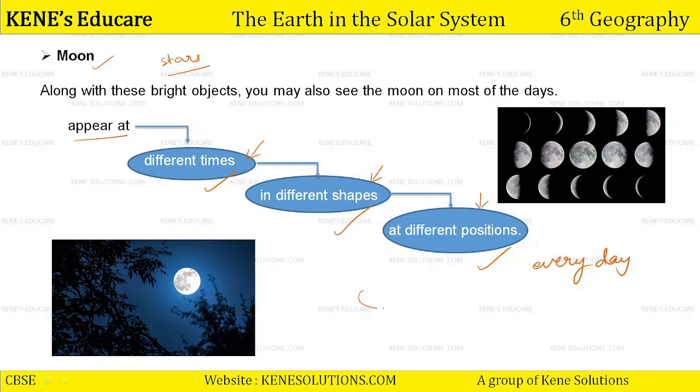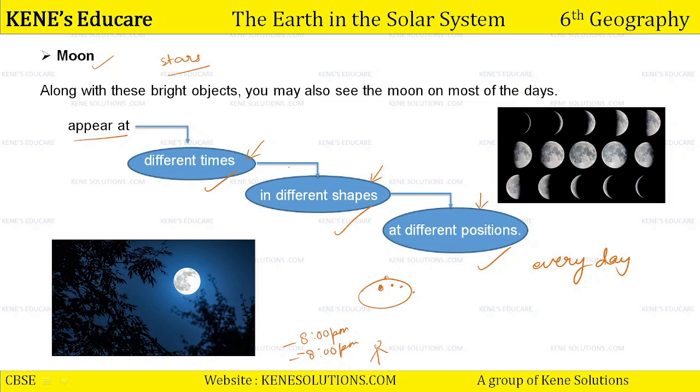For example, if this is the sky, and you are watching from here, and at 8 p.m. if moon is here, tomorrow 8 p.m. moon will not be here. Moon will not be here. It will be here, somewhere shifted from its original position.